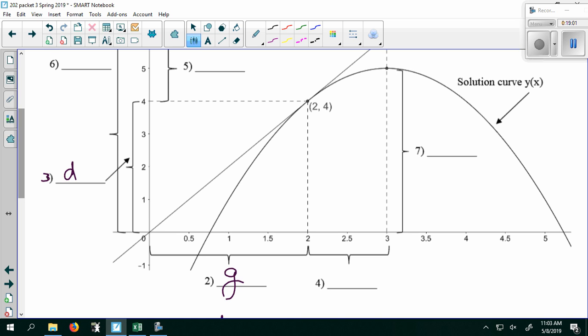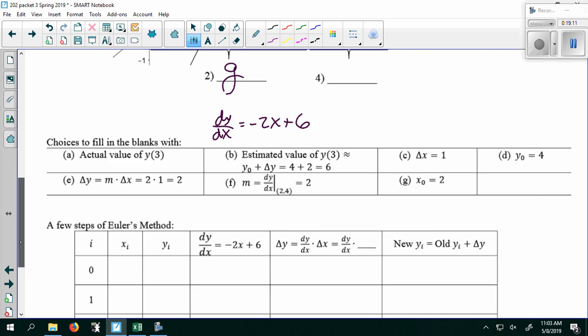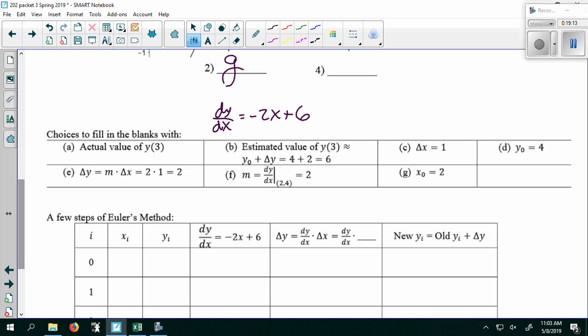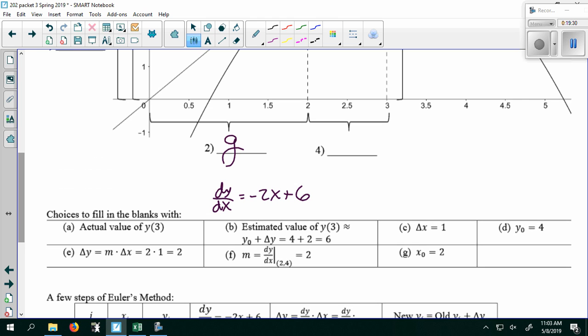Okay, number 4 is this horizontal distance from 2 to 3. So let's see what my options are. It's not a y value. It's not a change in y. It is a change in x. It's a change in the x value by 1. So from my initial condition, x naught, I moved over 1. So it's my delta x value of 1. So that's C.